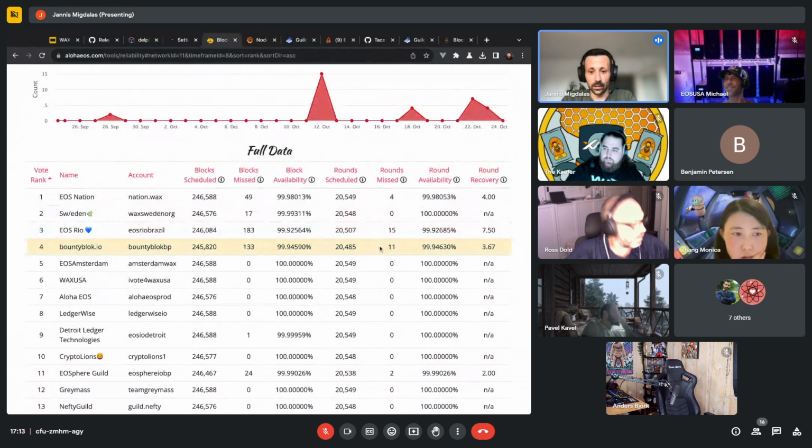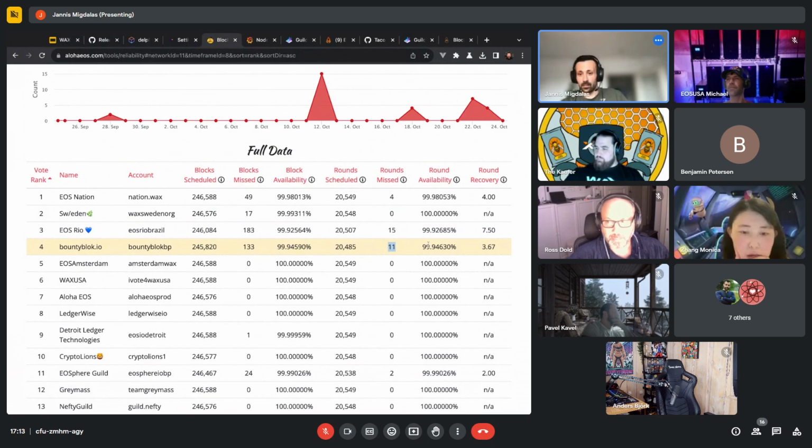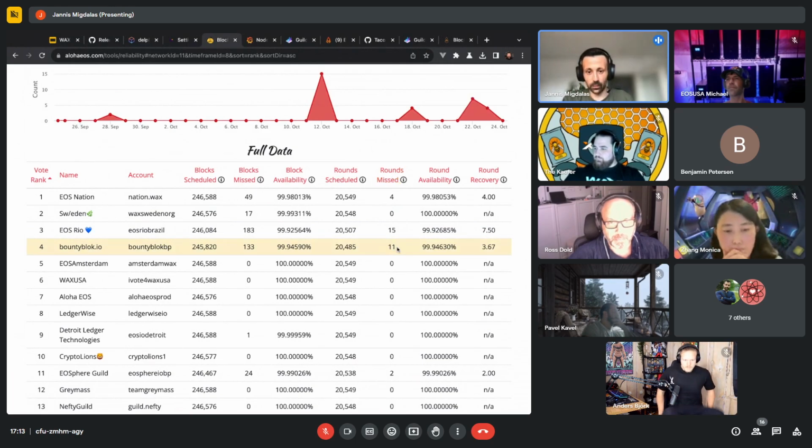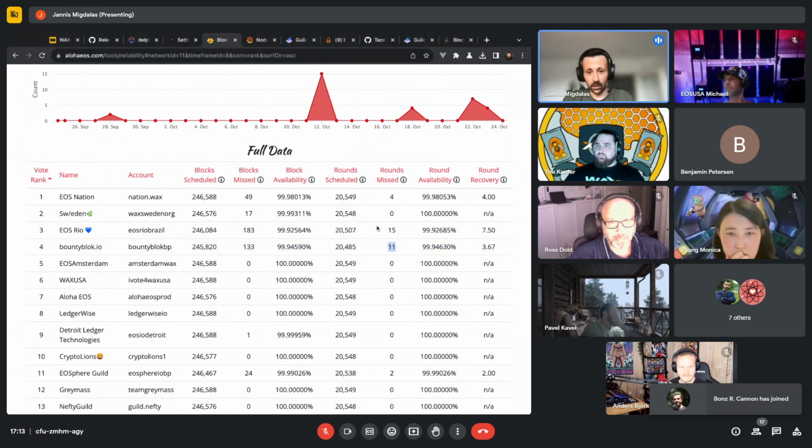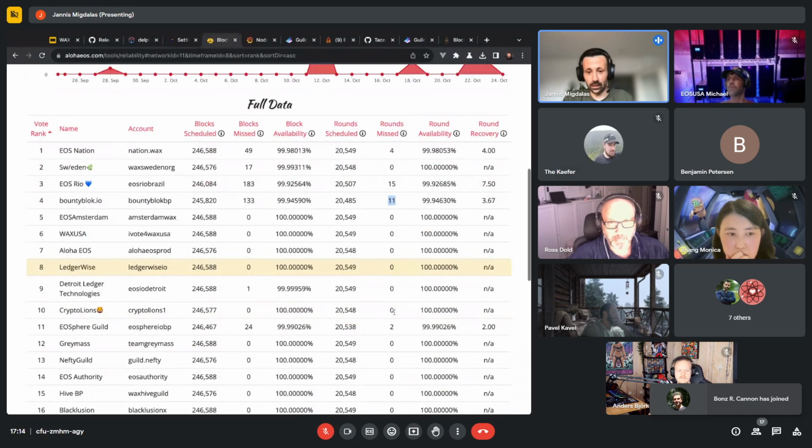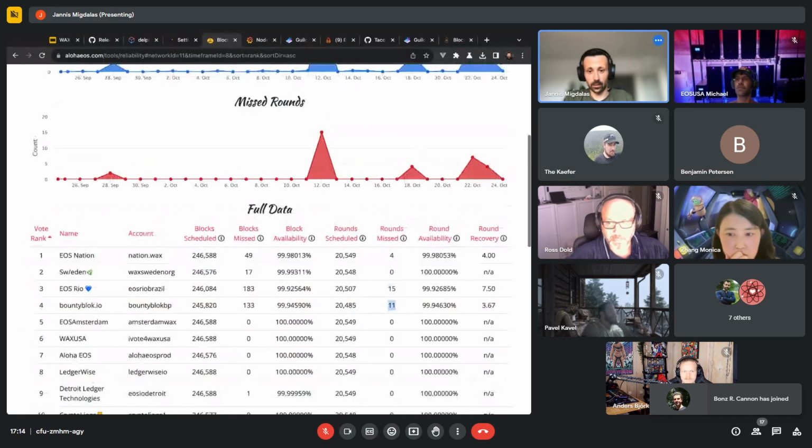We had in the past days also Bounty Block losing a few rounds. It seems that the node was disconnected from the internet. I'm not sure. But thanks for announcing the incident. Of course, we will look at it carefully. But yeah, summed up, overall, pretty reliable network at the moment.